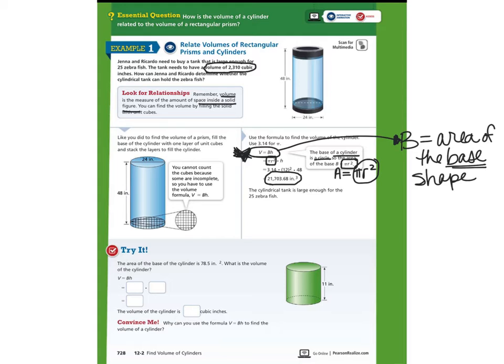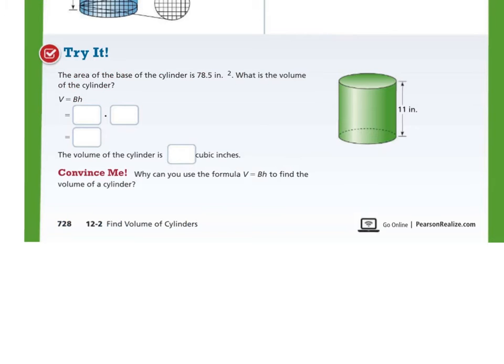Now I'd like for you to take a look at the Try It. Let's work this one together. In this Try It question, it tells us already the area of the base of the cylinder. So it tells us the area of the circle is 78.5 inches squared. So that's going to represent the capital B in our formula. So we're going to use that right here in the area of the base.